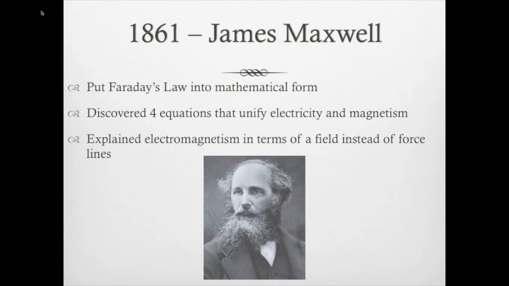Finally, we have James Maxwell. Maxwell actually put Faraday's law into a mathematical form. While doing that, he developed 4 different equations that unify both electricity and magnetism together. He was also able to explain magnetism in terms of a field instead of just the force lines. And we'll be looking at the difference between fields and force lines later. Here's a clip about James Maxwell.